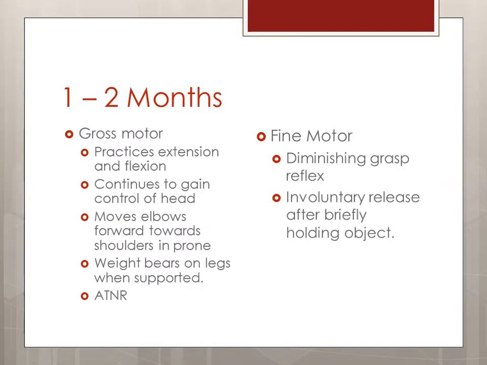Okay, for 1 to 2 months old, you're going to have gross motor skills in the areas of the infants can practice extension and flexion. They're going to continue to gain control of their head. They're going to be able to move their elbows forward toward their shoulders in a prone position. They're going to be able to weight bear on legs when supported. And then this is also when we're going to see that ATNR, the asymmetrical tonic neck reflex.